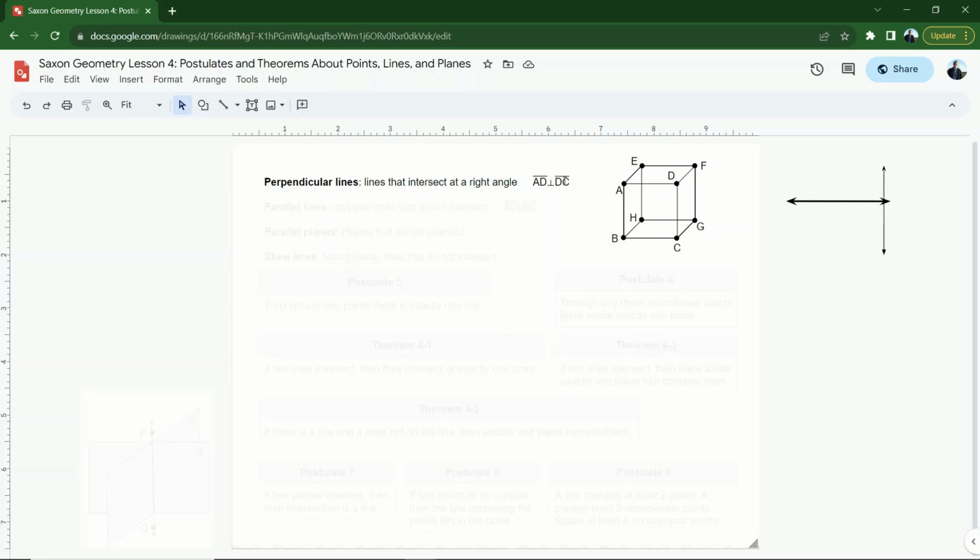Now I know technically I'm talking about perpendicular segments when the term was perpendicular lines, but again, the line that contains AD, so line AD, would also be perpendicular to line DC.